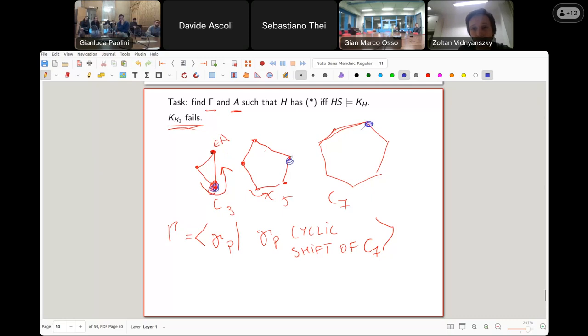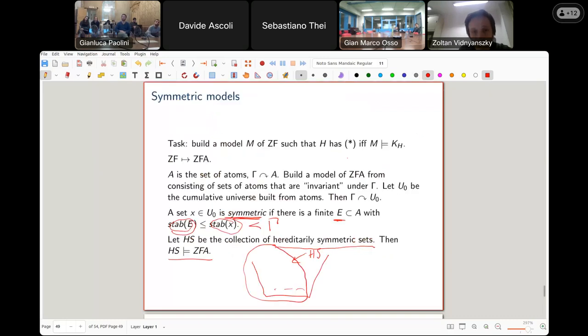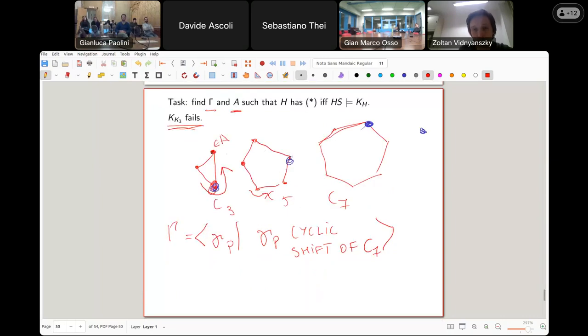And then if there was some three-coloring of the whole graph, okay, maybe I will draw this. This is one color set. Then what are the elements of this hereditarily symmetric model? If you look here, we have to have the property that there is a finite set such that if you stabilize that finite set, then you stabilize that X as well. So if X is one color class, then it must be the case that there is some finite set of atoms, maybe those, such that if I stabilize those ones, then I stabilize X as well.